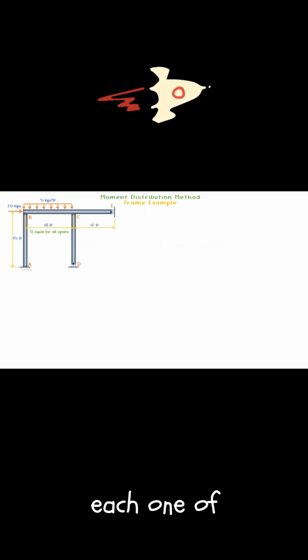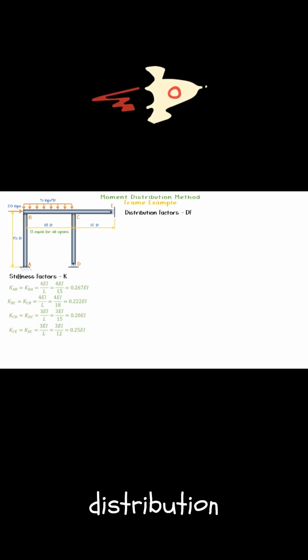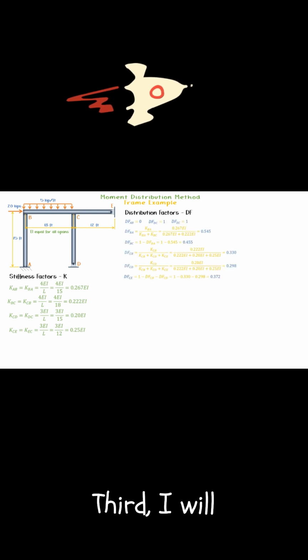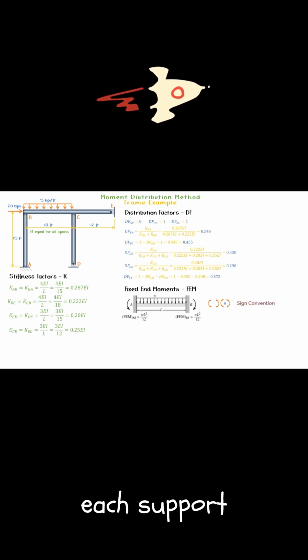Given the following frame, I will determine the internal moments at each one of its joints. First, I will determine the stiffness factors for each span. Second, I will determine the distribution factors at each knot. Third, I will determine the fixed end moments at each support point.